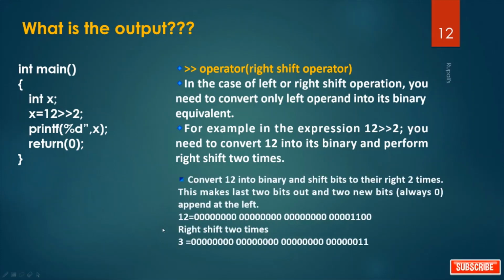So here the binary equivalent of 12 is this. Now you have to give right shift 2 times. This makes the last 2 bits go out, and 2 new bits, always 0, are appended at the left. So the two new bits come in here at the left. So the result is 3.